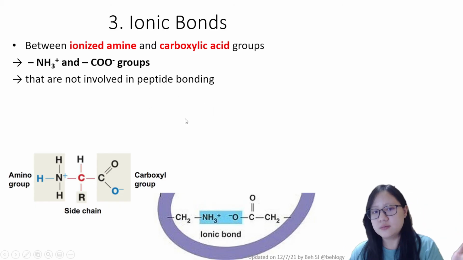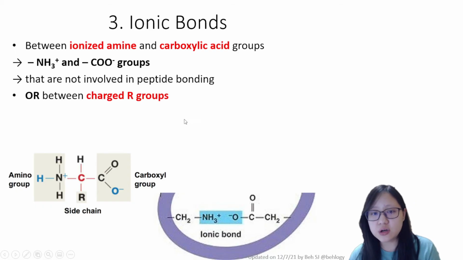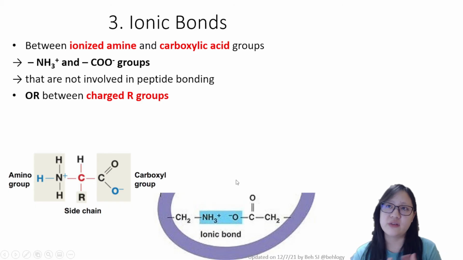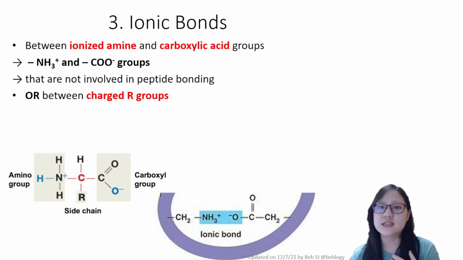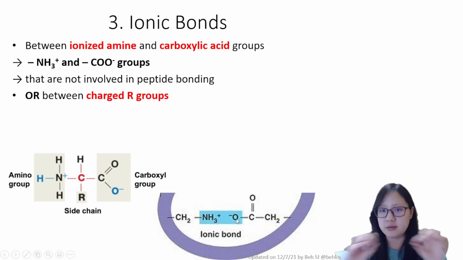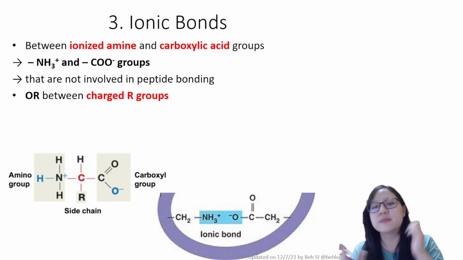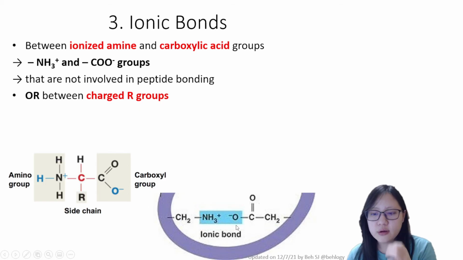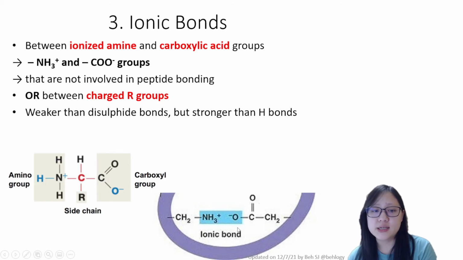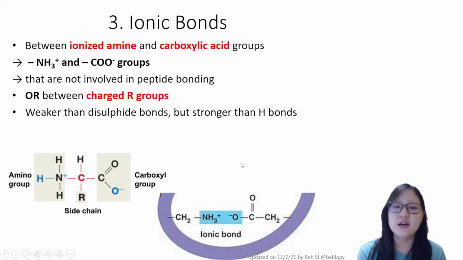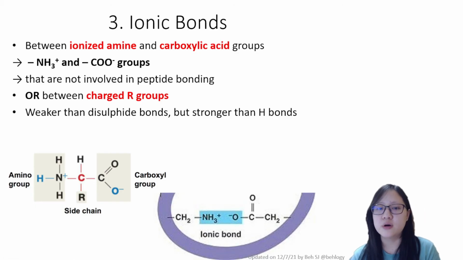Or ionic bonds can also occur between charged R groups. As we saw in the list of 20 types of amino acids just now, some amino acids can be positively charged, some can be negatively charged. If the polypeptide is coiled and folded so that they are right next to each other, then that would cause them to have an ionic bond as well. Now, ionic bonds are weaker than disulfide bonds and peptide bonds, which are covalent, but they're definitely stronger than hydrogen bonds. Definitely.